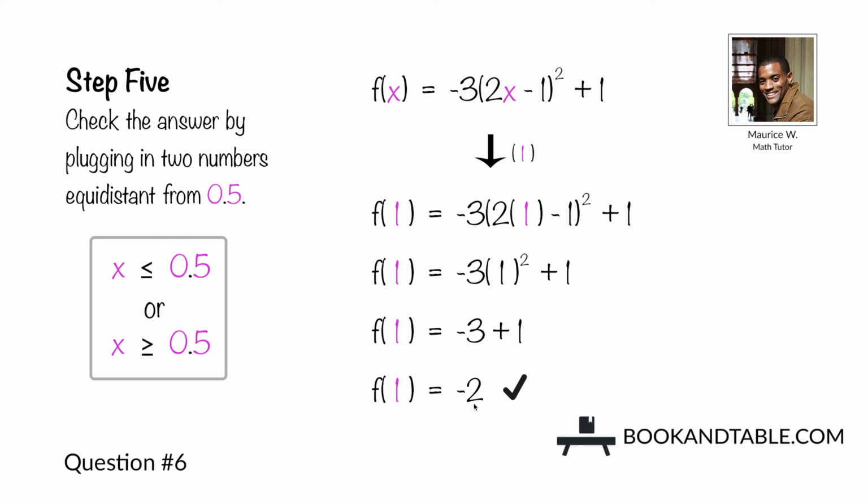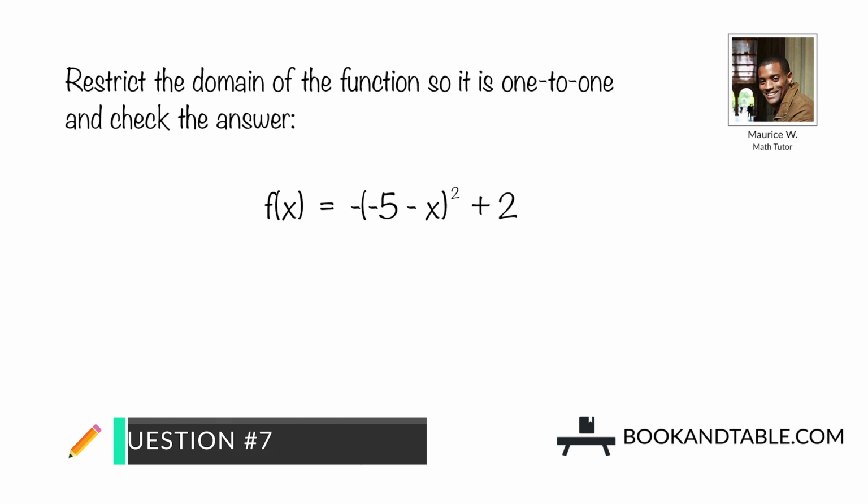So since f of 0 and f of 1 both give us the same output value of negative 2, that confirms that f of x can be restricted for x is less than or equal to 0.5, or x is greater than or equal to 0.5. So that is the answer to question number 6. Let's now have a look at question number 7.